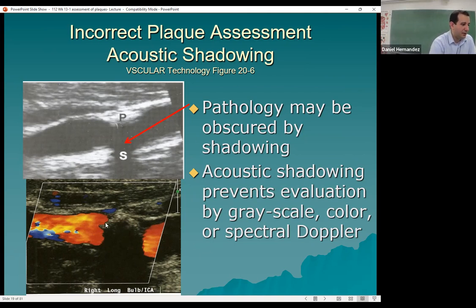So we know that the plaque goes from here to here. We know the extent of it. But in determining severity, that basically becomes almost impossible for us. And then we have to rely a lot on our velocity measurements before and after this area.